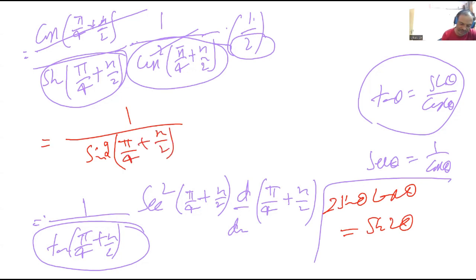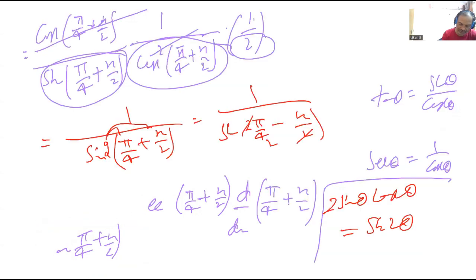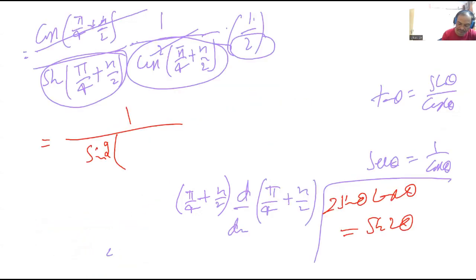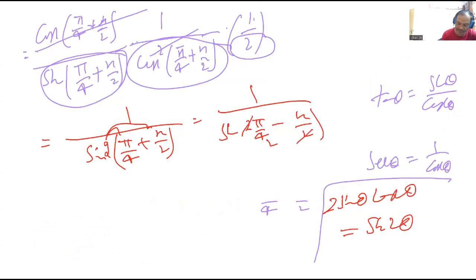If I multiply this 2 inside both of these terms, I will be having 1 over sine of twice pi by 4 plus twice x by 2. This 2 and 2 will cancel out. Now, this is sine of pi by 2 plus x. And how much is the value of sine of pi by 2 plus x?